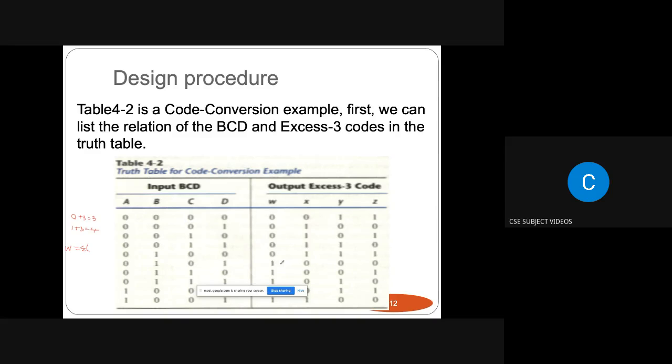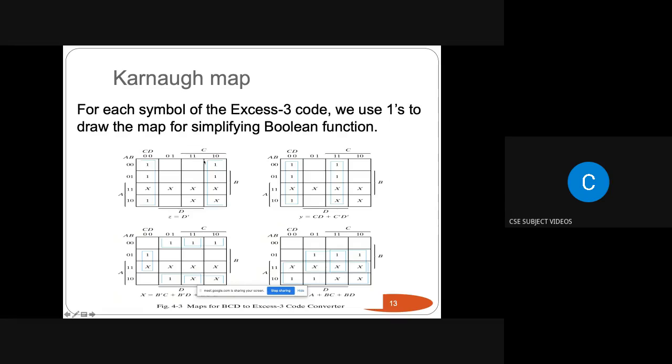of the minterms where the 1 comes here. So it is 5, 6, 7, 8, 9, and with don't care 10 to 15. Similarly, we have to write the sum of minterms for X, Y, and Z. After finding the sum of minterms, we have to use the Karnaugh map for the W, X, Y, Z variables, that is the output functions.